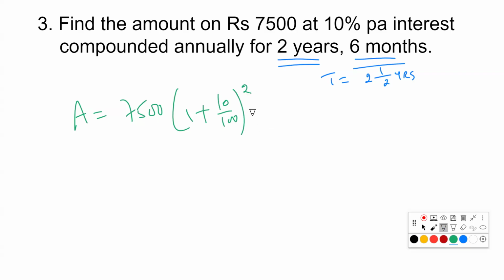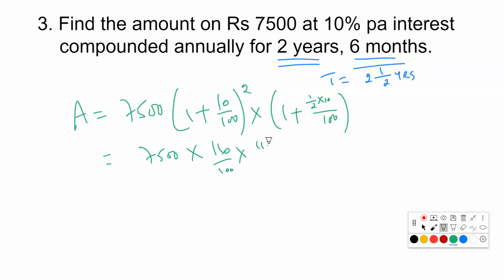And how to deal with the fraction then? Multiply it again. 1 plus whatever fraction is there, multiplied with rate by 100. That's it. Fraction multiplied by rate. In this case, fraction is 1 by 2. If it is 3 months, you will write fraction as 1 by 4. So whatever fraction is there, multiplied. So in all, what do I have to do now? 7,500 into 110 by 100 into 110 by 100, and multiplied by this will be 5, so 105 by 100.